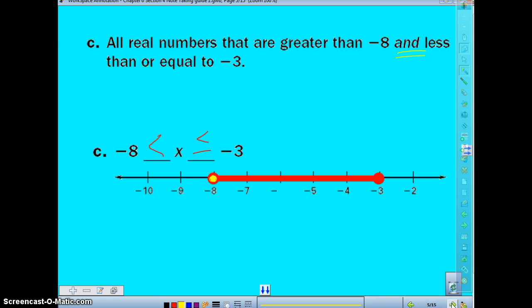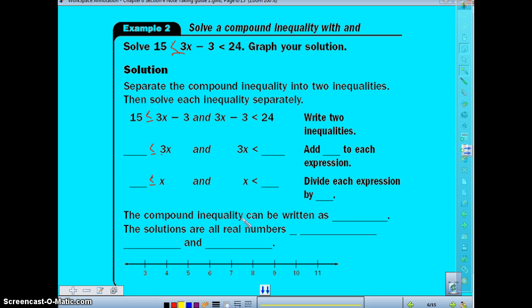All right, so let's increase the complexity a little bit here. Solve 15 is less than or equal to 3x minus 3 is less than 24. Now, on the computer program where I pull these from, it doesn't like the less than or equal to, greater than or equal to, so I've got to write those in. Sorry about that. Graph your solution. So what we're going to do, we're going to split this into two different inequalities. The first inequality is 15 is less than or equal to 3x minus 3. And then our second one is 3x minus 3 is less than 24.